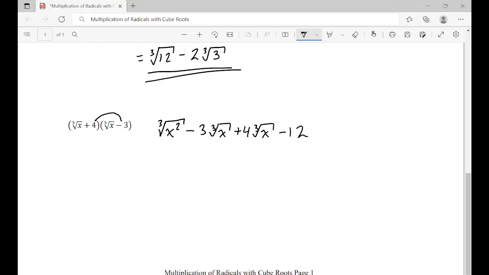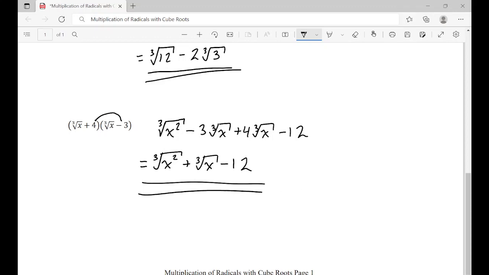The nice easy one. So from here, we're going to just simplify as best we can. Nothing to combine here, nothing to simplify. So the first one is still just cube root of x squared. But we can combine the middle two terms. So negative 3 plus 4 is just 1. So positive cube root of x, and then minus 12. Again, nothing in common we can combine. So, as ugly as it looks, this is our final answer.